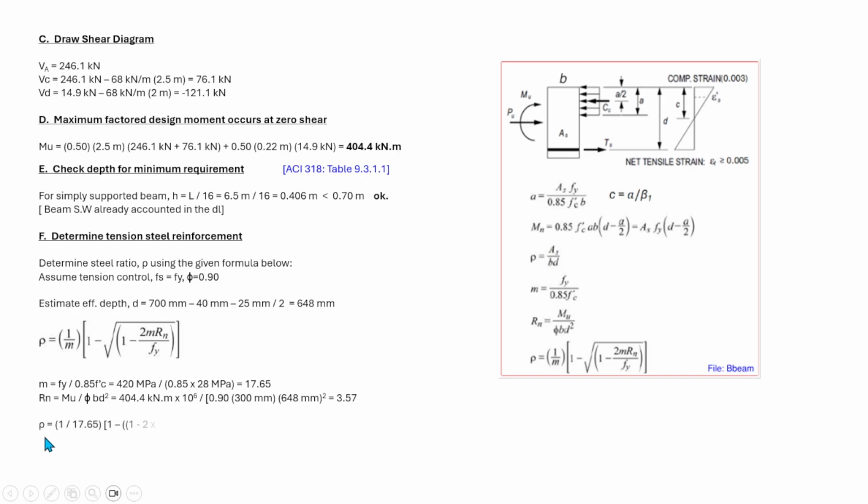Now we can determine the value of ρ by substituting all these parameters into this equation. We have 1 over 17.65 times 1 minus the square root of 1 minus 2 times m, 17.65, times the Rn, 3.57, all over fy, which is 420. To calculate the value of ρ, that is equal to 0.00926.